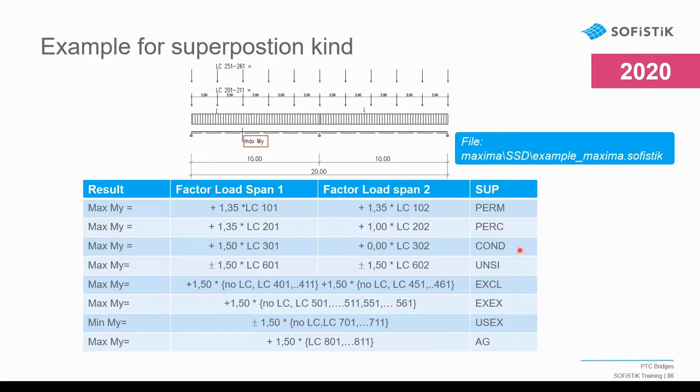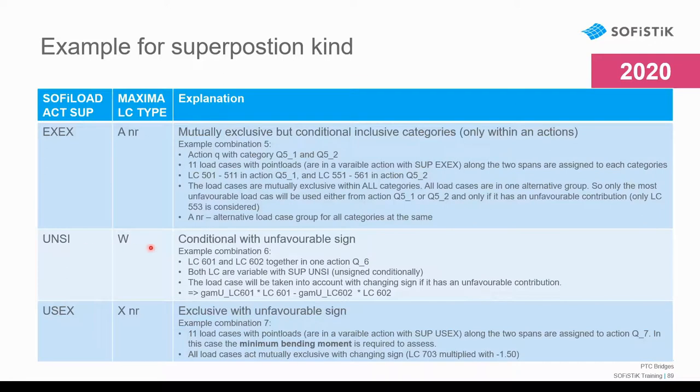This is basically a conditional superposition type, but with unfavorable signs. What does it mean? Again, imagine load case 601 as a 10 kN per meter UDL load on the first span, and this load case 601 is assigned to action Q6, whose superposition type is set to ANSI. And load case 602 is a 10 kN per meter UDL load on the second span. Also, this load case is assigned to action Q6 with the superposition type ANSI.